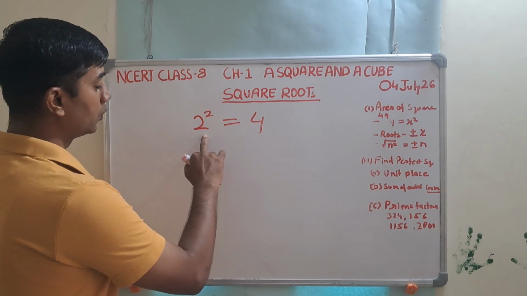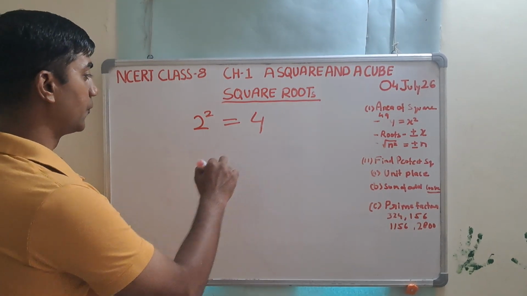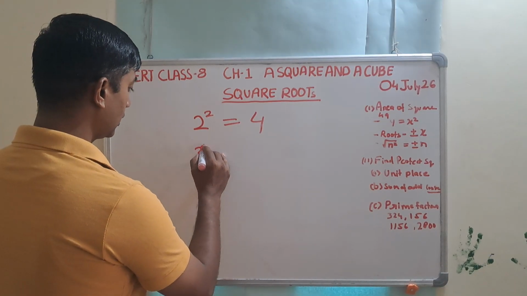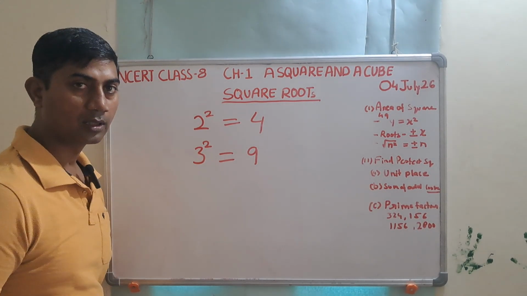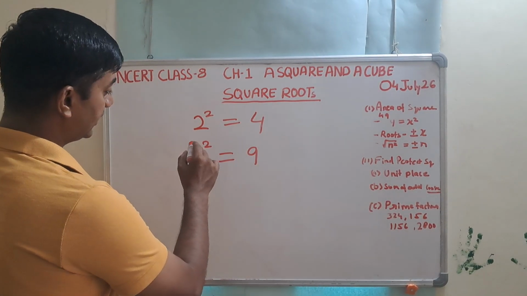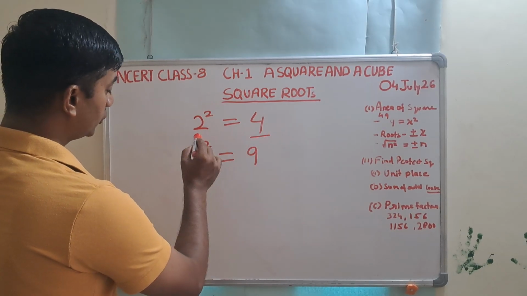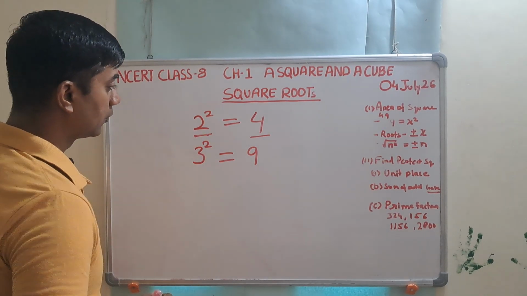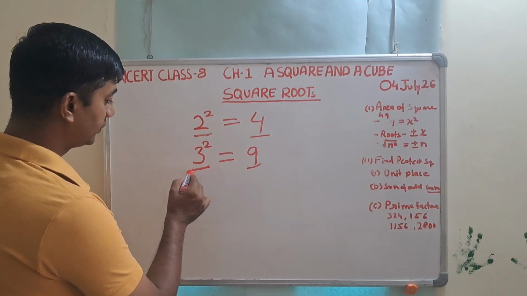Square of 2 is 4. When 2 is squared, your result is 4. When 3 is squared, your result is 9. ठीक है, तो इसको हम कैसे रीड करते हैं कि 4 is square of 2, 9 is square of 3.